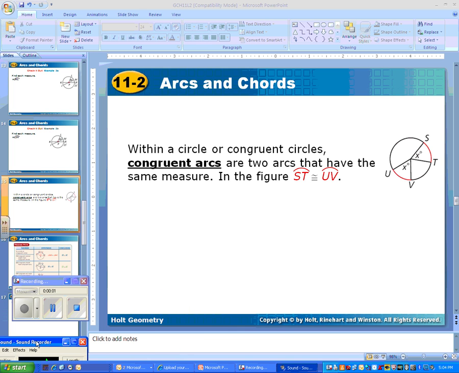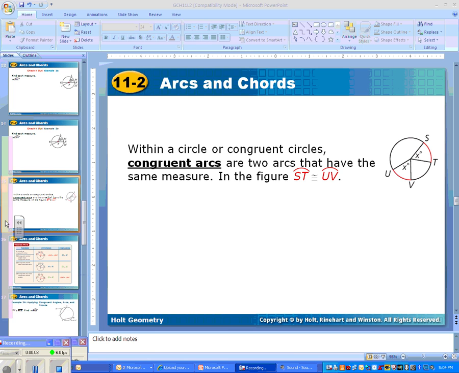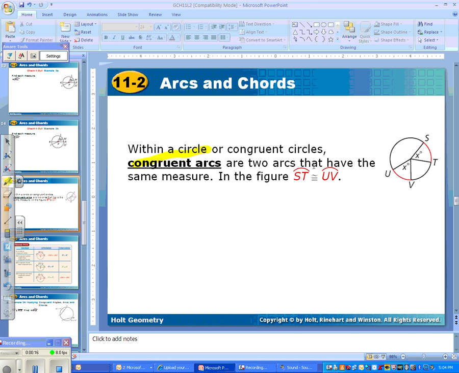Okay, the second part of 11.2, we're gonna talk more about arcs and chords, but specifically we're gonna talk about congruent arcs. Congruent arcs, as you guessed it, are two arcs that have the same measure. Surprise, surprise. So in this figure you can see that ST is going to be congruent to UV, and the reason why that is, remember, is that arcs have the same measure. The measure of the arcs are going to be equal or congruent to the measure of the central angle.